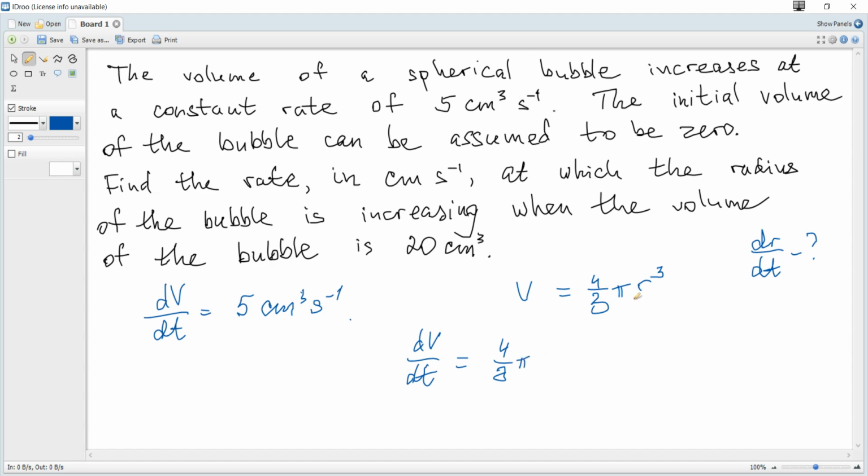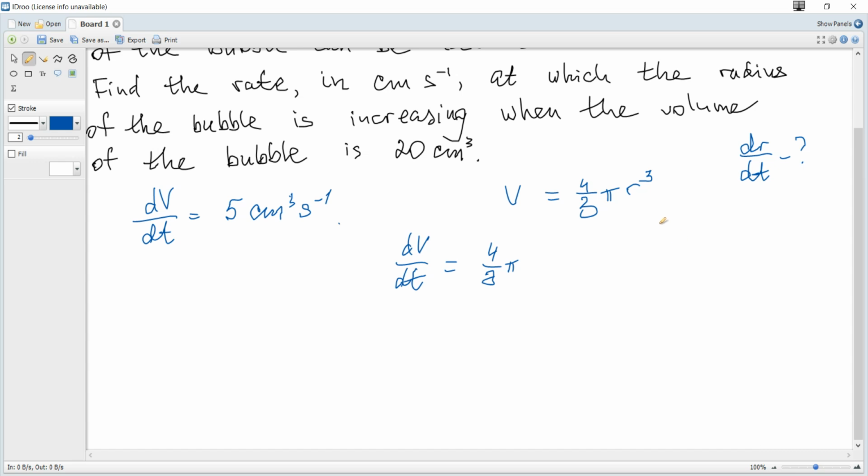And what is the derivative of r cubed? But notice that it's not with respect to r. If you write 3r squared, it's not correct. Why? Because the derivative is with respect to time, and r is some unknown function of time, and we should apply the chain rule.